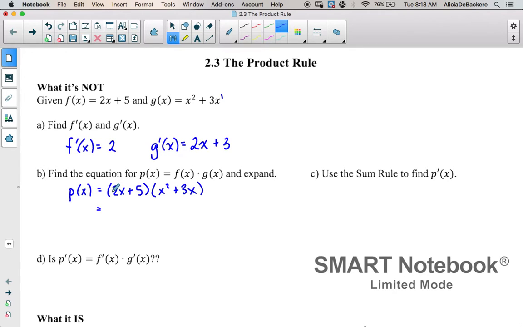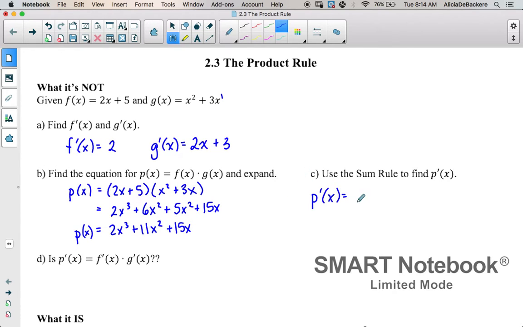And it's asking us here to expand. So I'm going to FOIL it out, so 2x times both things in the second bracket. And then the positive 5 times both things in the second bracket. And then we'll collect those two middle terms. And now if I look at p at x as this last equation, then I have the sum of three separate equations, and I know that I can use the sum rule from yesterday to find the derivative. I can just take the derivative of those three separate pieces.